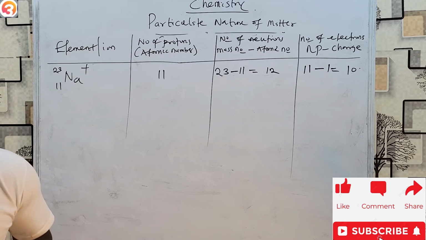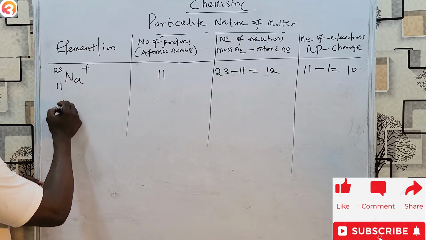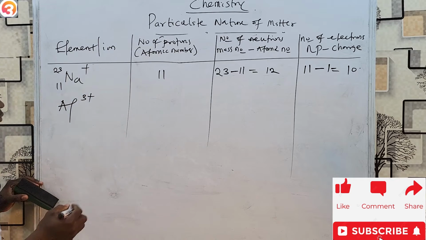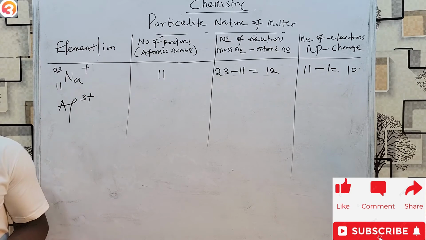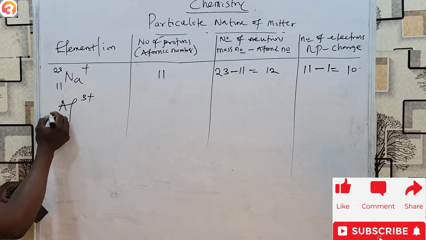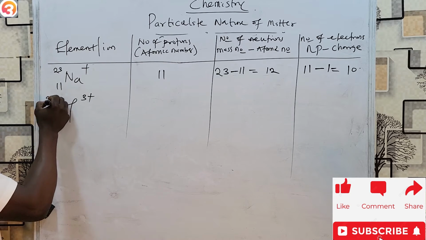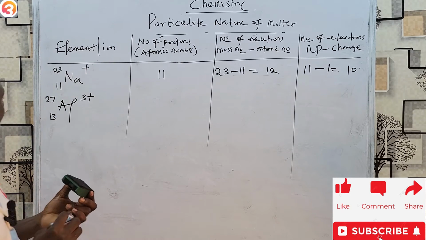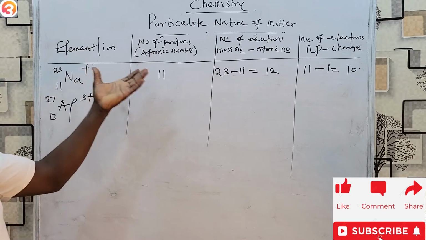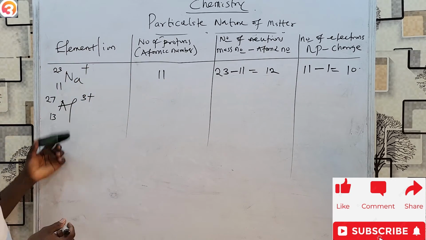So now let's look at another one. We have aluminium 3 plus. All right. The atomic number of aluminium is 13. Then what is the mass number? 27, I guess. All right. So this is the aluminium atom. We are going to do the same thing we did for sodium here. All right. So now let's go.